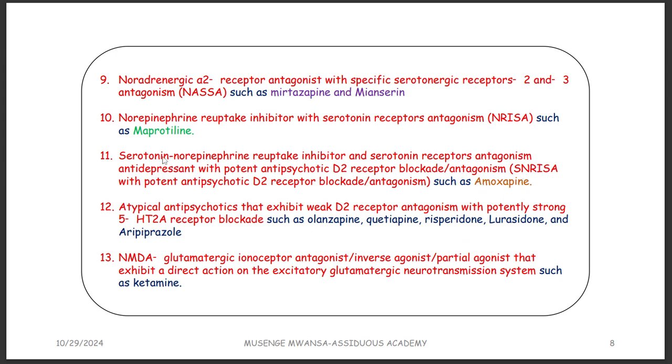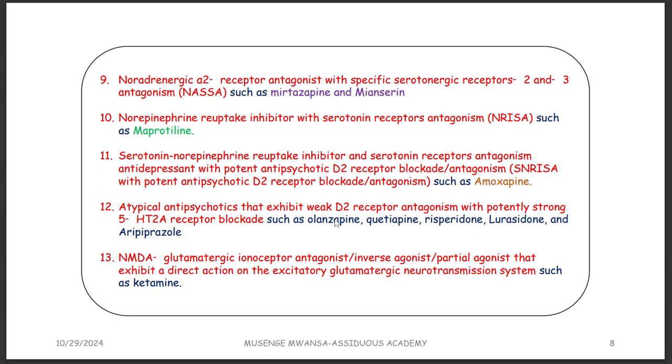And then we have one, amoxapine. Amoxapine is alone. It is a serotonin norepinephrine reuptake inhibitor and serotonin receptor antagonist, present with potent antipsychotic D2 receptor blockade. It is inhibiting both serotonin and norepinephrine reuptake. It's alone. So every time you hear dual serotonin norepinephrine reuptake inhibitor, amoxapine, for those matching questions and MCQs.